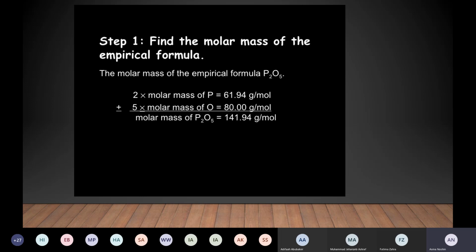Now add them up and you will get 141.94 or 141 grams per mole. This will be the mass of empirical formula. Okay, so that means now you have mass for empirical formula, that is 141.94.